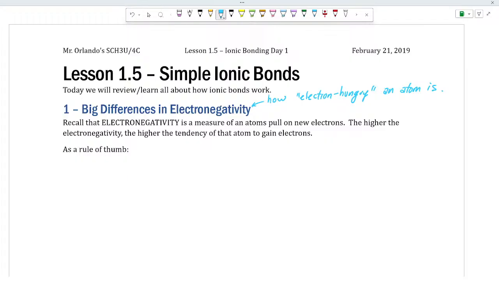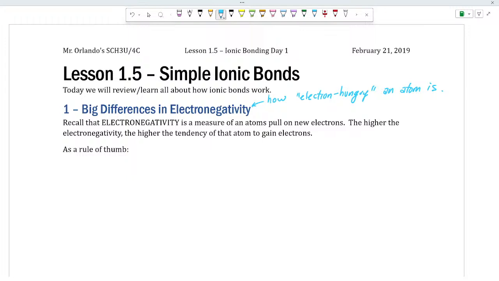Top right. Good. Fluorine, chlorine, oxygen, nitrogen, bromine, iodine, sulfur. Those are highly electronegative. You'll notice I didn't mention helium, neon, argon, krypton, xenon, radon. Why? They're full. So they're not electronegative at all, right? They have very low electronegativity because they've already got full shells. Very good. Very, very good.